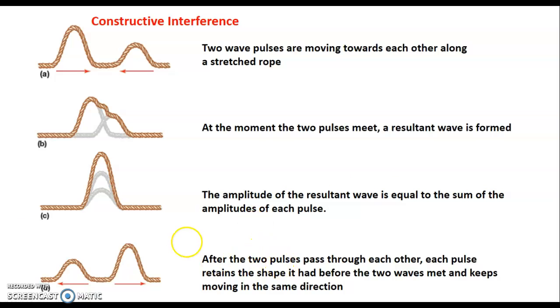Now after the two pulses pass by, this one is going to continue its way and the other is going to continue to the right. After the two pulses pass through each other, each pulse retains the shape it had before the two waves met and keeps moving in the same direction.